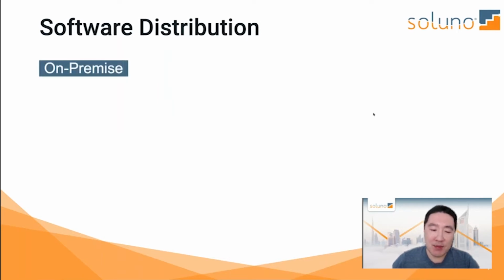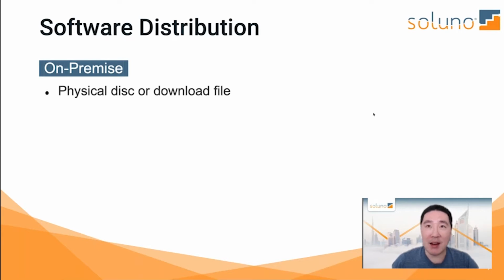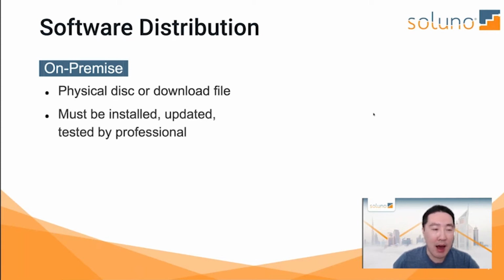Remember the days when you had to go to Best Buy to pick up your physical disk to install your programs? Thankfully, most on-premise software companies have moved to an online download model, ironically leveraging one of the benefits of cloud access. But you're still responsible for installing, updating, and testing any upgrade or new feature with on-premise software.